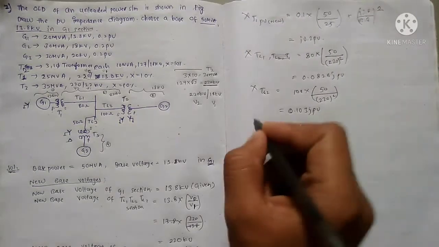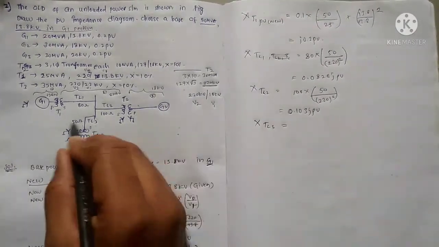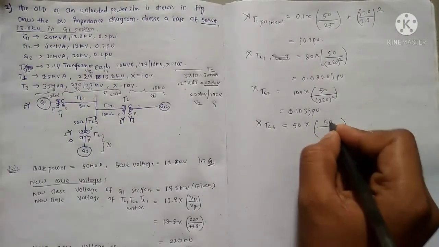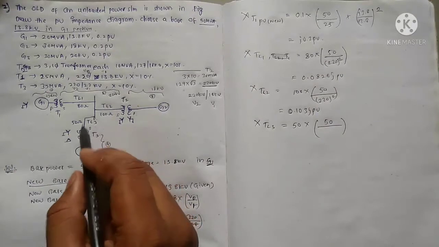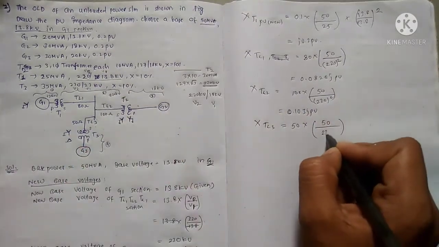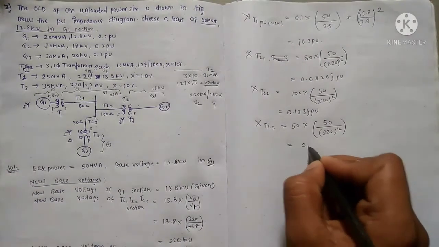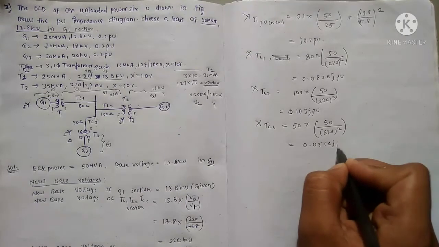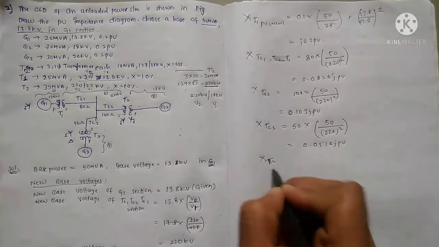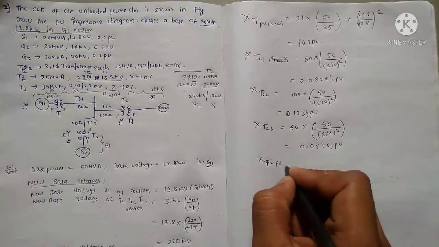0.103 j pu. And XTL3, transmission line 3, given 50 ohms multiplied by new base power is 50 MVA, and TL3 belongs to this section, right? So this section voltage is 220 kilovolt whole square. This answer gives us 0.0516 j pu.